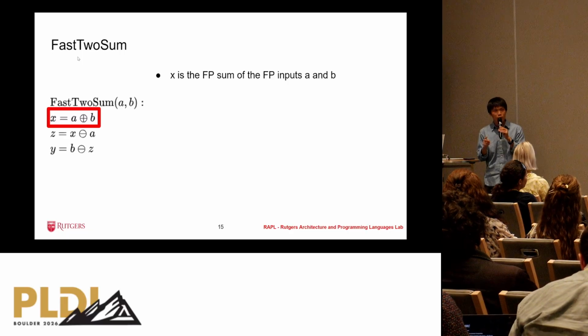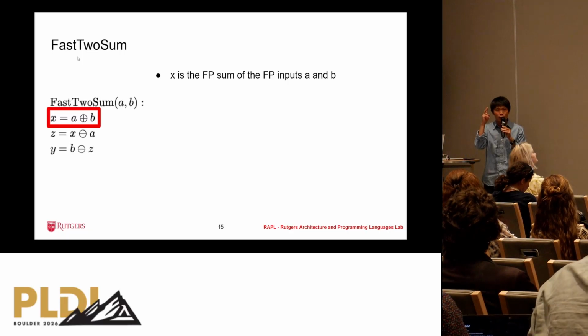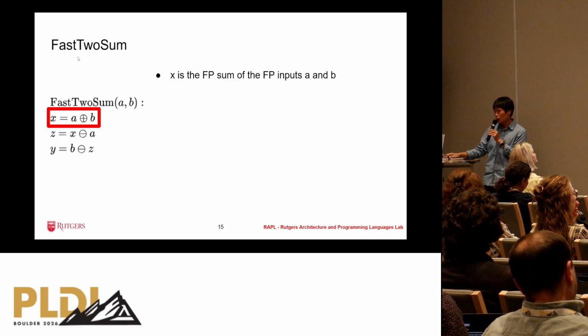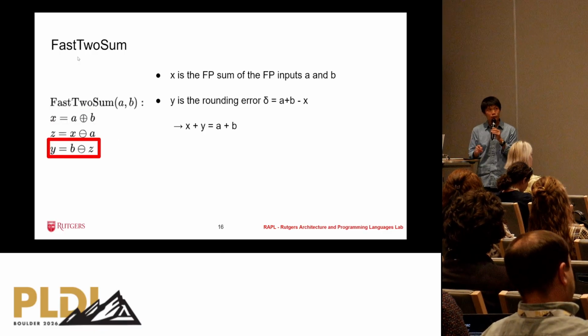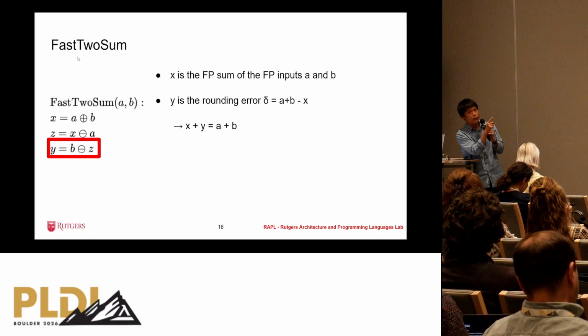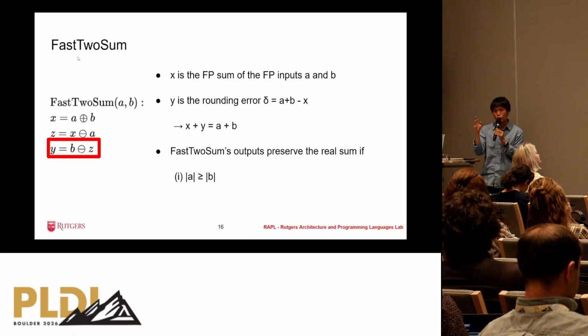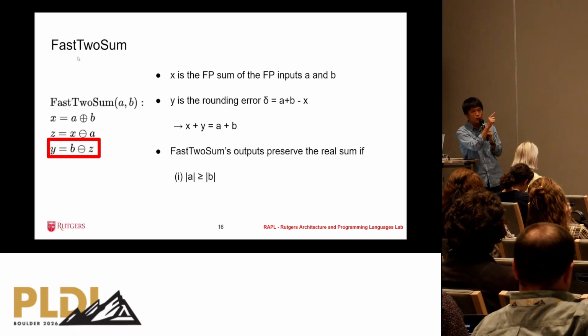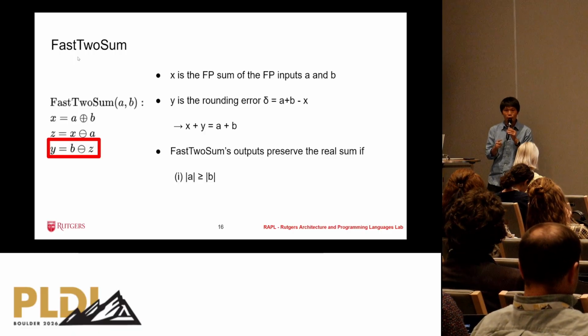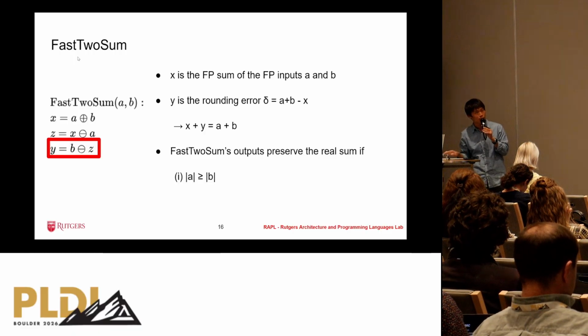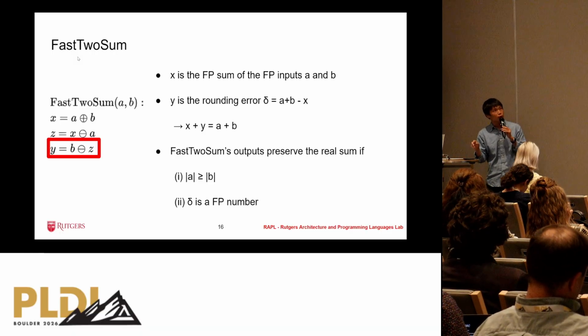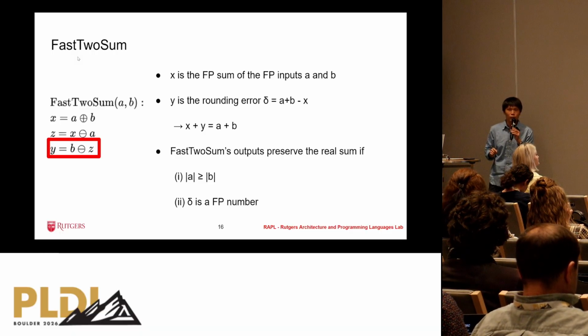So fast2sum is an error-free transformation that takes two inputs and produces two outputs. One, the floating point sum, and two, the rounding error induced by said sum. Now, fast2sum guarantees that the two outputs are exactly equal to the two inputs under two conditions. First, the first operand needs to have a greater magnitude, and B, the rounding error itself must be a floating point number.